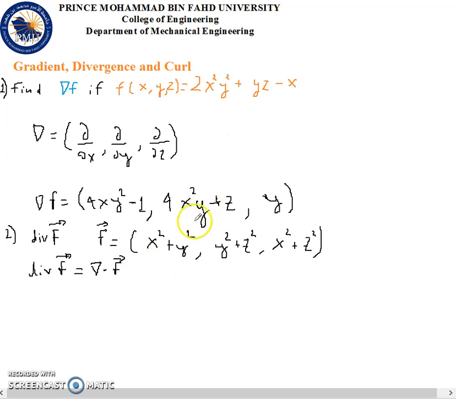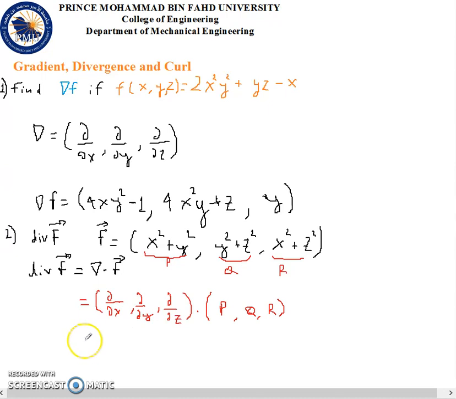Now for convenience, let's call these components P, Q, and R. So the divergence then is going to be nabla, which is del x, del y, del z, and f is P, Q, R. So we need to solve for del P del x plus del Q del y plus del R del z.